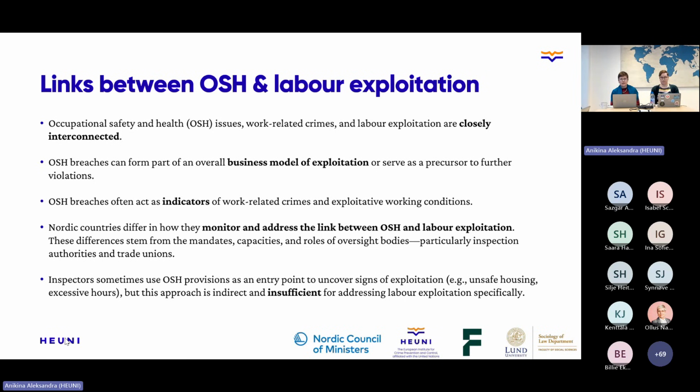In the study that we did, we see that inspectors, especially labor inspectors, the authority representatives, sometimes use these occupational safety and health provisions as a kind of entry point to uncover also other signs of work-related crimes, especially of exploitation. And these could be, for instance, unsafe housing or excessive working hours. But we've seen that this approach alone is a bit insufficient to specifically address labor exploitation.